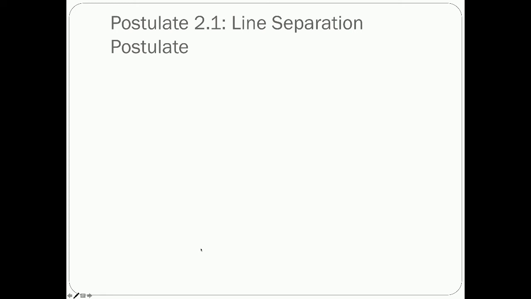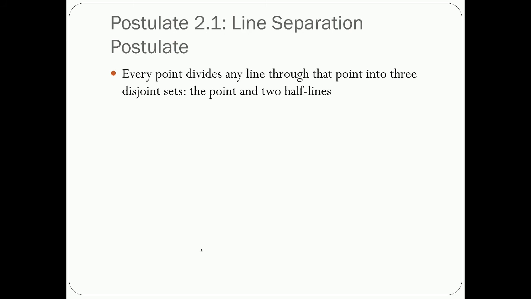We have this first postulate here in this chapter, the line separation postulate. It says every point divides any line through that point. So there's points all over, and there's lines that go through that point. It's going to divide any line that goes through the point into 3 disjoint sets, and those 3 sets are, the first one is the point itself, and then the 2 half lines. One going to one side of that point and the other to the other side, maybe right and left, maybe above the point or below the point.